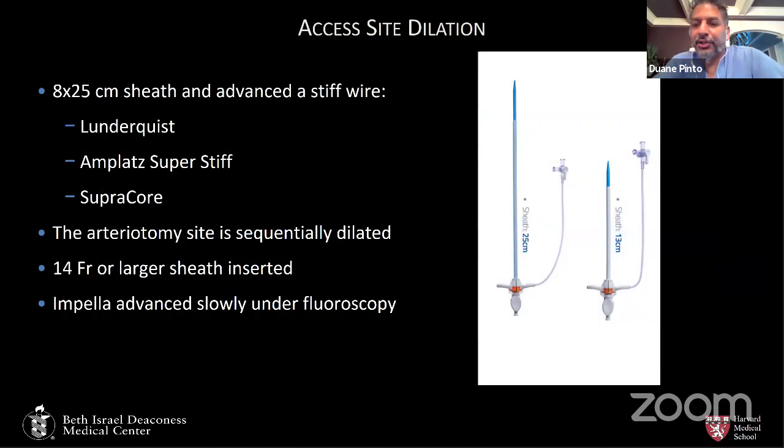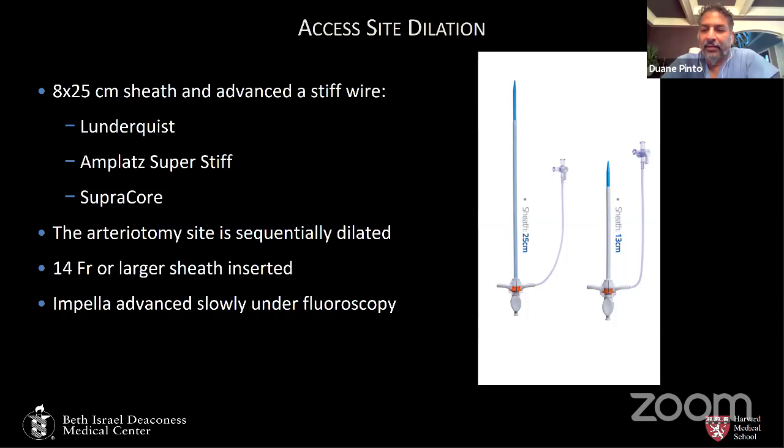So these are the two Impella sheaths. One is 25 centimeters, one is 13 centimeters. It's 13 French for the Impella 2.5, and it is 14 French for the Impella CP. I would advance this sheath over a stiff wire, either the one that comes with the Impella kit or one of these three stiff wires can be used. It'll straighten the tortuosity and provide a better rail for the sheath to go in, particularly in large patients.